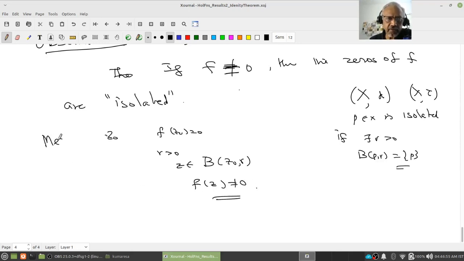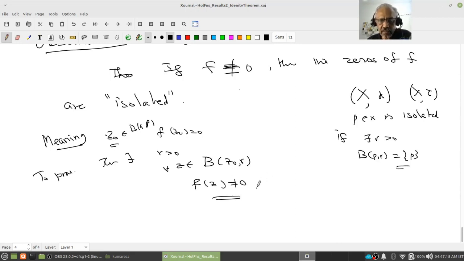Do you understand what I am saying? Suppose Z0 is in B_R such that f of Z0 is 0, then I want to prove there is an R positive such that for every Z in B_Z0 of R, f of Z is not equal to 0, if of course Z is not equal to Z0. Of course the function vanishes here, but at all other points it does not vanish. Keep the picture in mind.